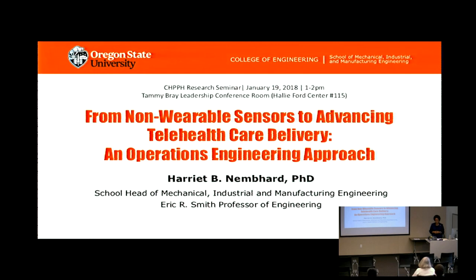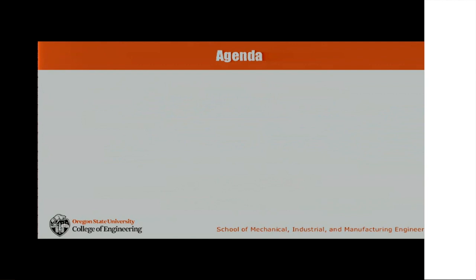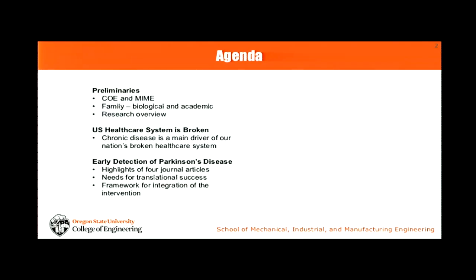I'll also say that this is a very 30,000 foot level presentation. If you were looking for a bunch of engineering equations, you'll be very disappointed, okay? So let me tell you how I plan to spend the time today. I'll start with just some preliminaries, share some background on my college and my school, and then I'll talk about my family, both my biological family and my academic family. And then I'll give a bit of a research overview to indicate how it is that an industrial engineer came to this space.